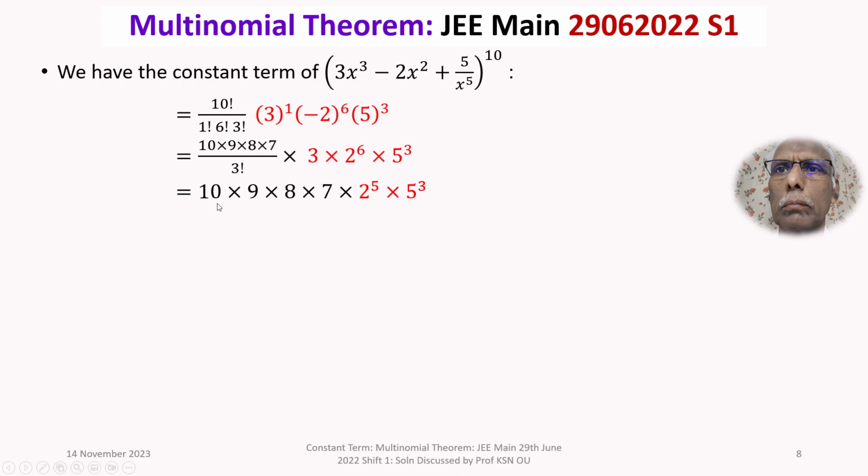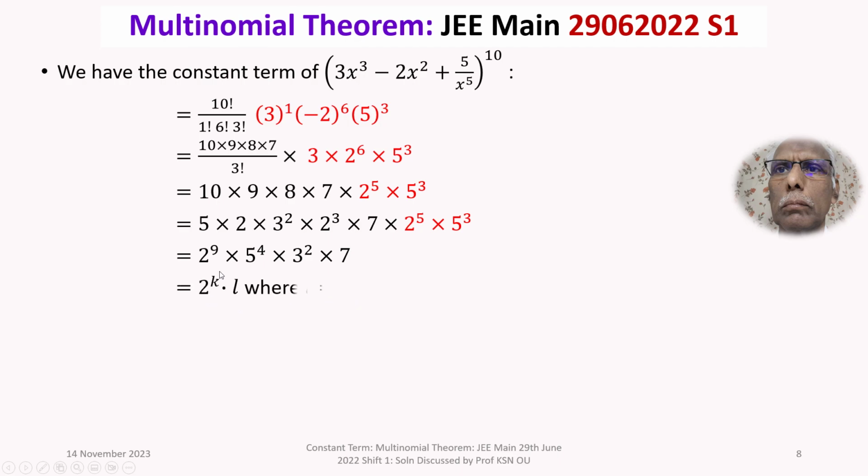Write down the prime factorization. For 10, 5 into 2. For 9, 3 square. For 8, 2 cube. For 7, 7 only. Then 2 power 5 into 5 cube. Now 2 power 5 into 2 cube, that is 2 power 8, into 2, that is 2 power 9. And 5 cube into 5, 5 to the power of 4. And 3 square into 7. So this is of the form 2 power k into L, where L is 5 to the power of 4 into 3 square into 7.